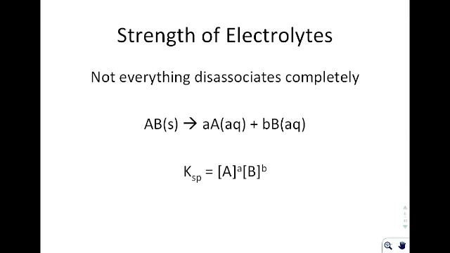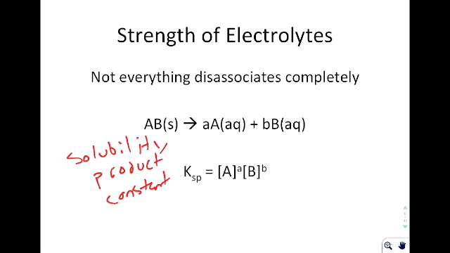The strength of an electrolyte, or how completely it dissociates, can be determined using something called the solubility product. And that's what we see here, the solubility product constant. So anytime you see a K value, that generally means a constant. This Ksp stands for the solubility product.